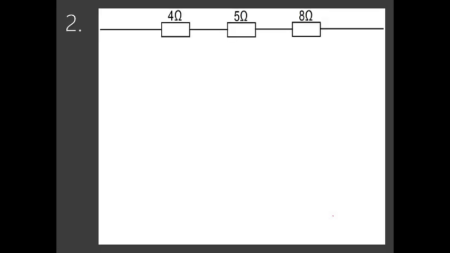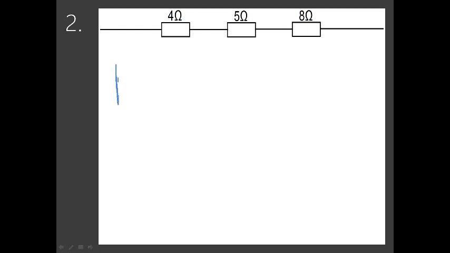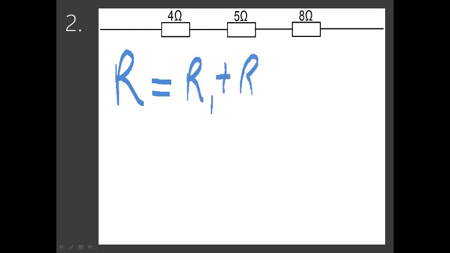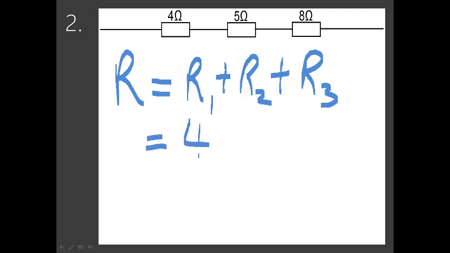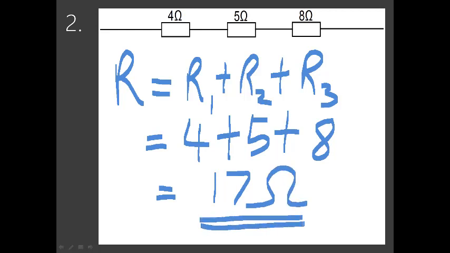Number 2. What is the total resistance here? R is equal to, here we're going to have R1 plus R2 plus R3, because these are 3. So because they are in series, just add them. Therefore, the effective resistance is going to be 4 plus 5 plus 8, which gives you 9 plus 8, which is equal to around 17. Yeah. So you end up with 17 ohms. That is the effective resistance.